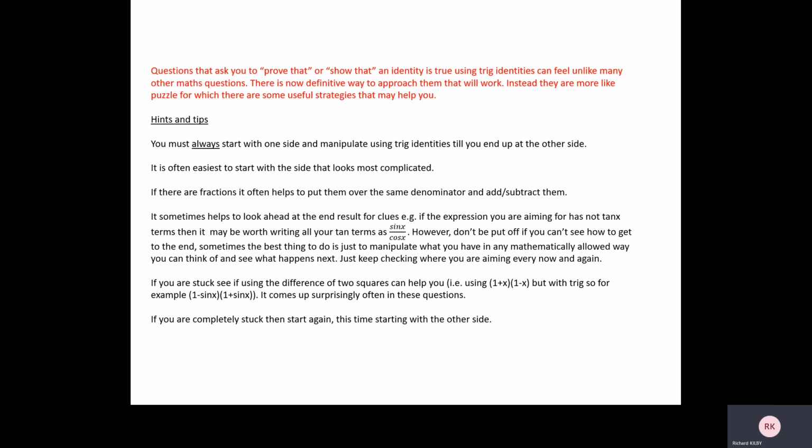If you're completely stuck, start again, this time starting with the other side. Okay, so I've got those tips as something you can stick in. So if you take one, pass the rest on. Don't worry if some of those tips are a little bit on the cryptic side at the moment. They will make more sense the more of these questions that you do.